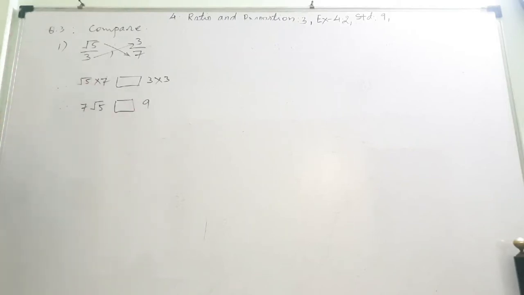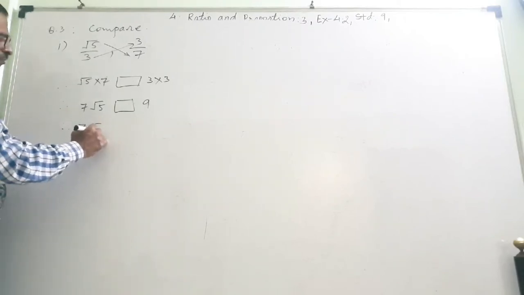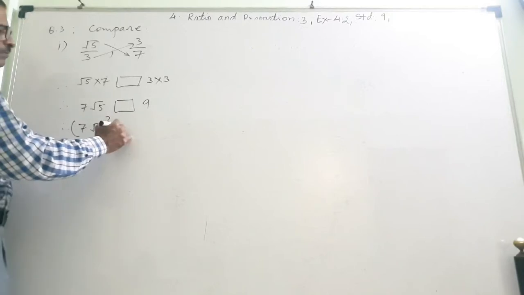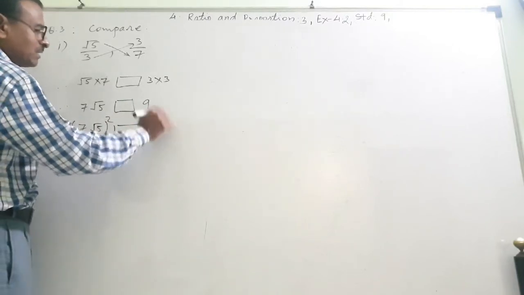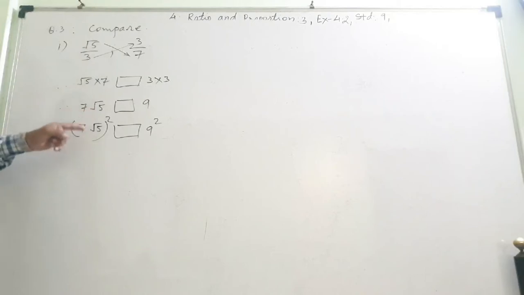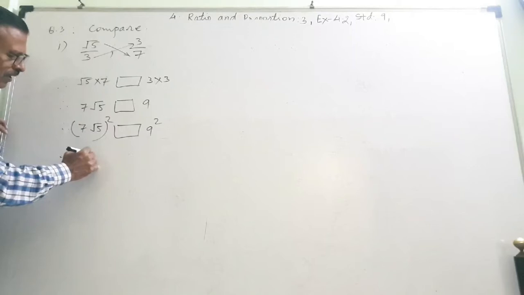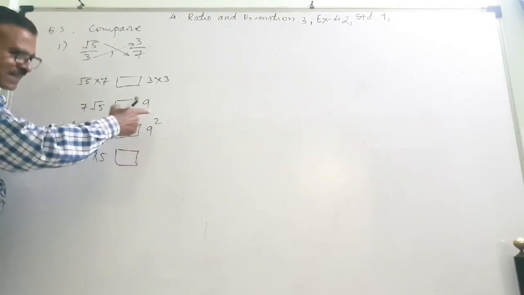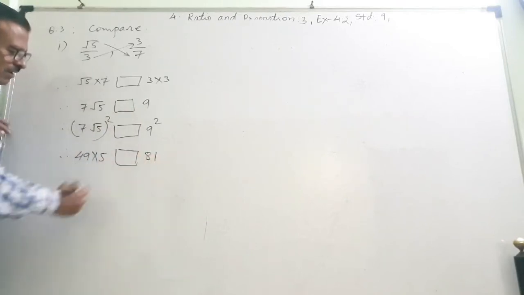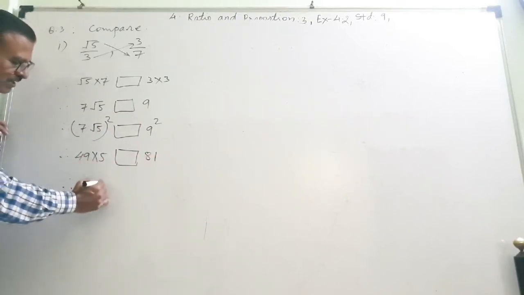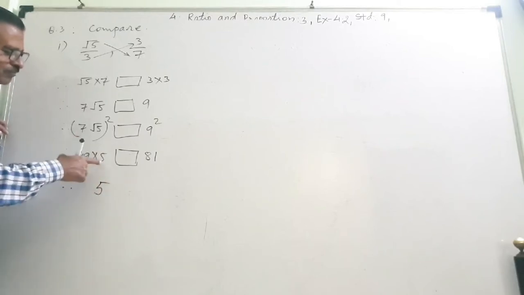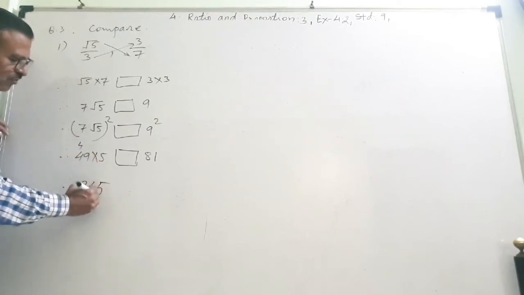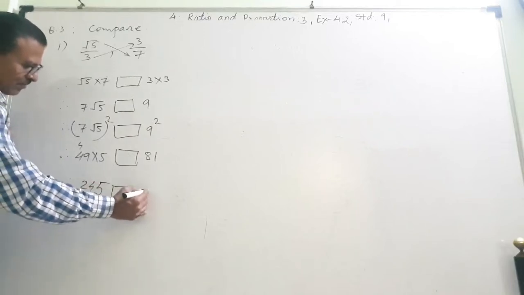Now what will I do? I will try to remove this. So therefore 7 root 5 bracket square, here 9 square. This is the way of removing the square root. Therefore 7 square is 49. Root 5 square is 5. Box. 9 square means 9 into 9. 9 into 9 is 81. Therefore, now 9 5s are 45, carry 4, 5 4s are 20, 24, box 81.